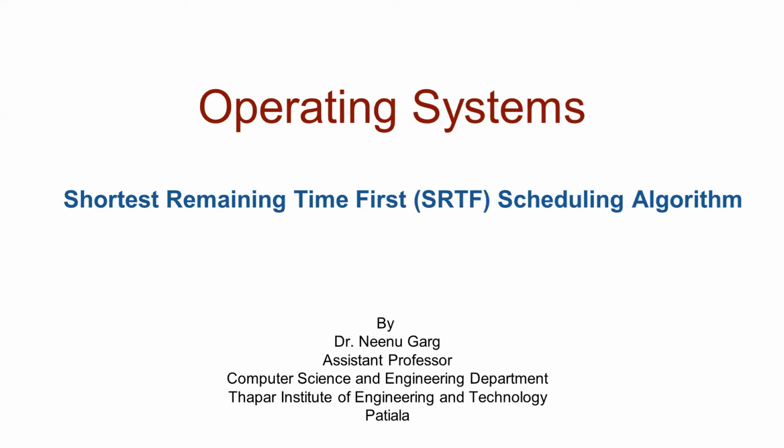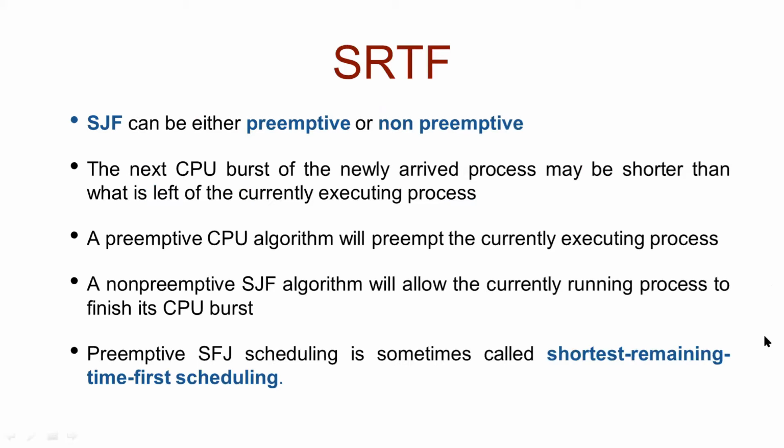In this session, I will discuss the preemptive version of shortest job first, which is also termed as the shortest remaining time first scheduling algorithm. So let's start. SRTF stands for shortest remaining time first algorithm. We know that SJF can be either preemptive or non-preemptive.